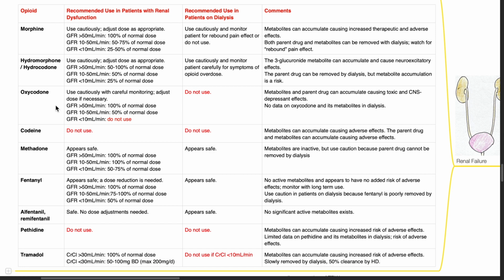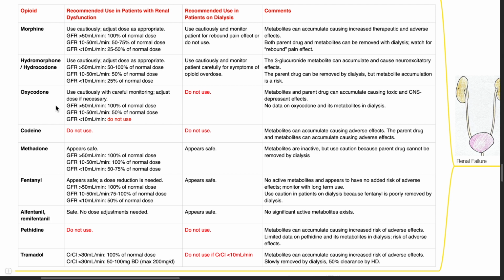Do not use codeine for patients with renal failure or on dialysis. Metabolites of codeine can accumulate, causing adverse effects. Methadone appears safe for patients with renal dysfunction. For patients with more than GFR of 50 ml per minute, use 100% of normal dose. For patients with GFR of 10 to 50 ml per minute, use 100% of normal dose. For GFR of less than 10 ml per minute, use 50 to 75% of normal dose.